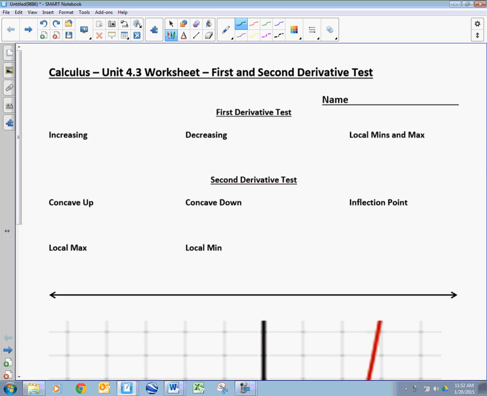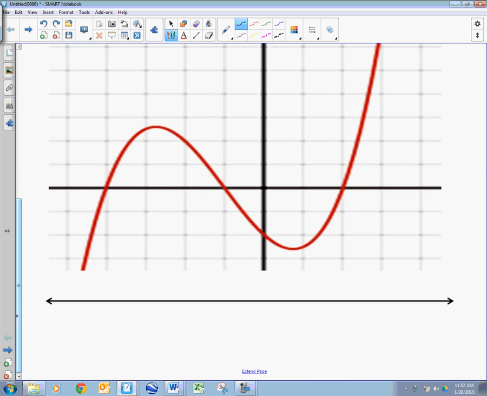And so let's start right here by looking at this graph. Is the derivative of this graph positive or negative right here?